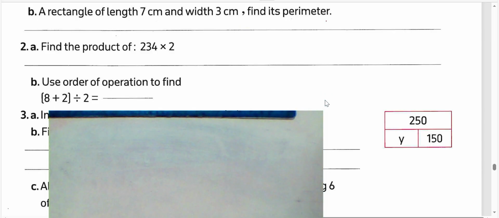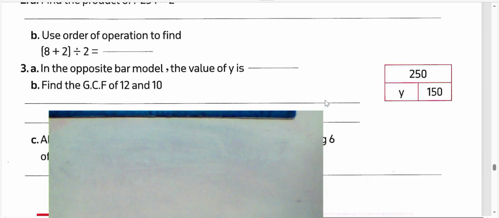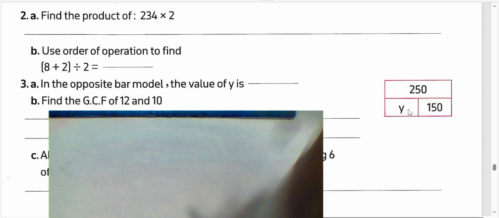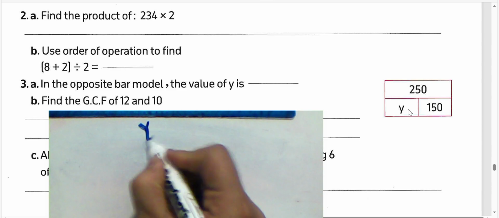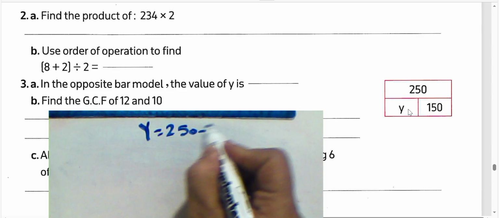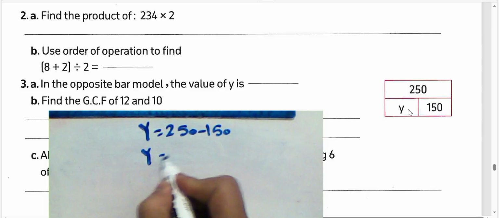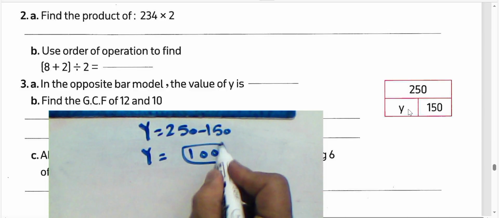Next question. In the bar model, we can find the value of y. We find the difference between two numbers. y is equivalent to the difference between 250 and 150. 100 is the difference between the two numbers.